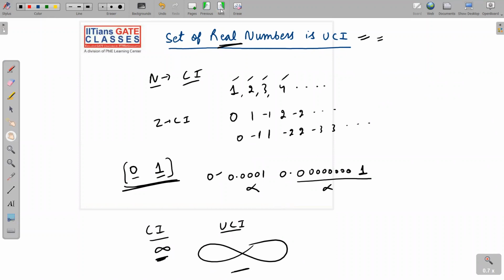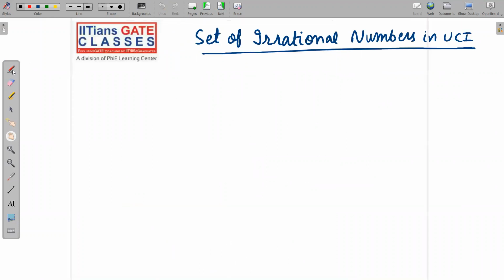Next is: the set of irrational numbers is uncountably infinite. How will you prove that the set of irrational numbers is uncountably infinite? I will simply say, the set of real numbers is what? Rational numbers union irrational numbers. This entire set is the real numbers. You already know all these things from your 7th, 8th class. So real numbers are what? Rational union irrational. So I will say here, rational union irrational, that is your real number.